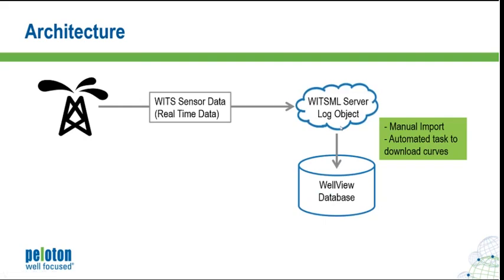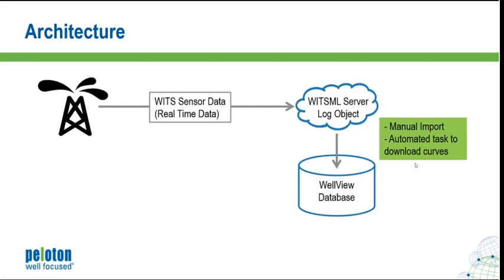So what we've built is a way to connect to their WITSML server, decide which curves you want to pull down, and pull them down. There's a way to do this manually from the WITSML import add-in, and there is a new service in Task Manager that lets you do this in an automated fashion.